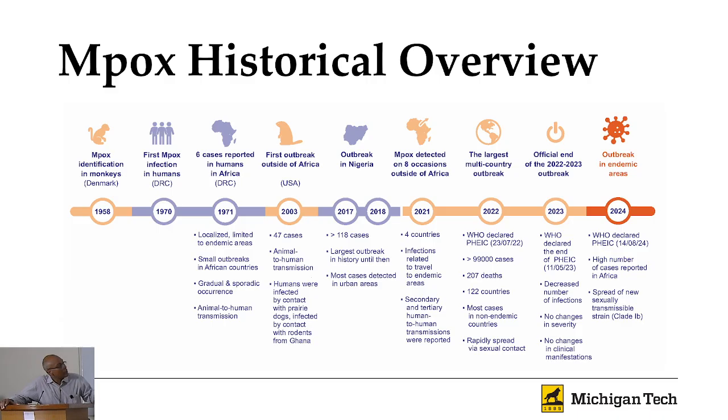That is the major thing that happened, 2 years after COVID. Probably you have heard of monkeypox, right? In 2022 the largest multi-country outbreak happened, and WHO declared it a public health emergency. They formed a committee. There were 99,000 cases, 207 deaths, and 122 countries infected. Most cases were in non-endemic countries and spread rapidly by sexual contact. Like HIV, it is mostly transmitted through sexual transmission, mostly among gay, homosexual people.